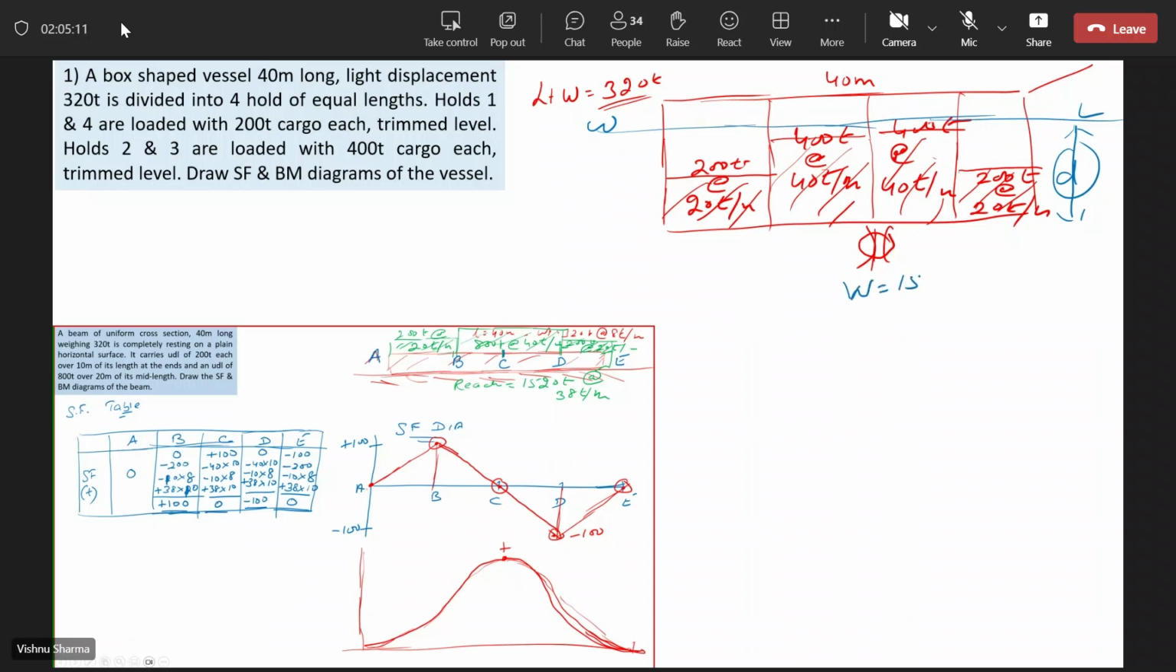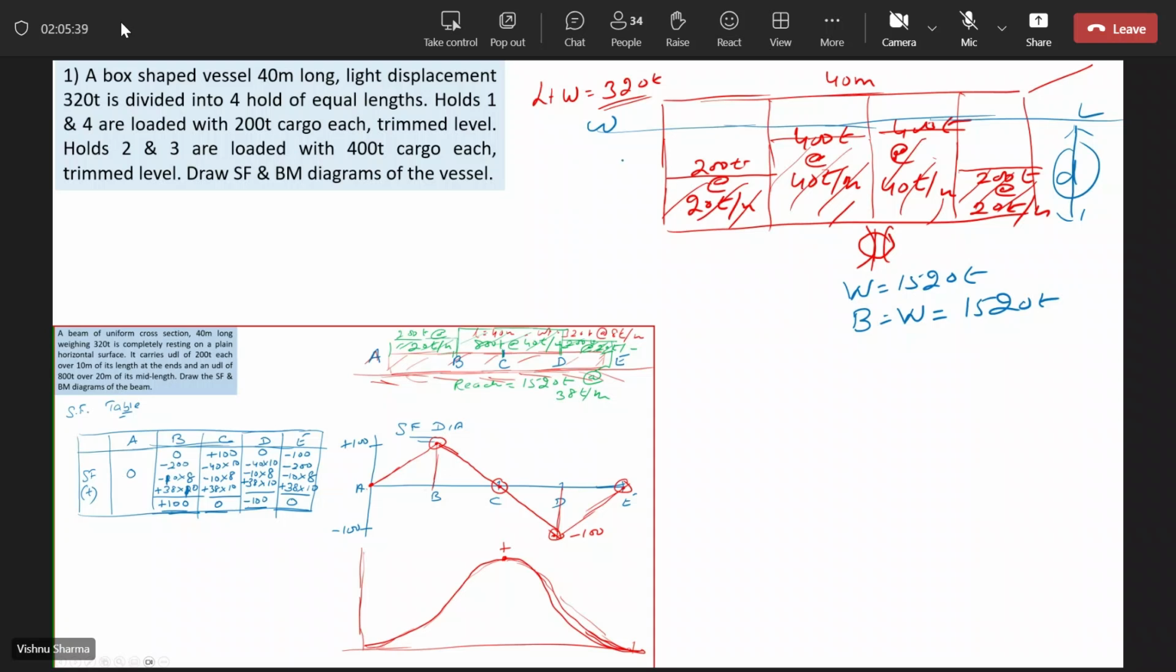What is the displacement of this ship now? It is 1520 tons, 320 tons plus the cargo, 1520 tons. What is supporting this 1520 tons, guys, for the ship? Buoyancy. And how much is buoyancy? It will be equal to displacement, same. 1520 tons. What is buoyancy? The weight of the underwater volume, in this case, of the intact ship.